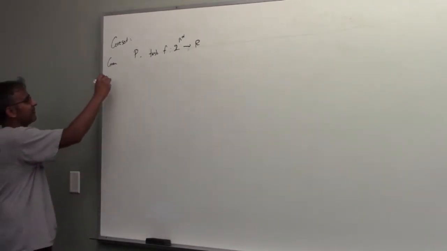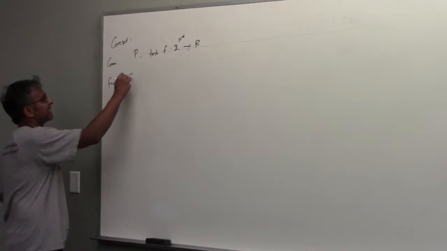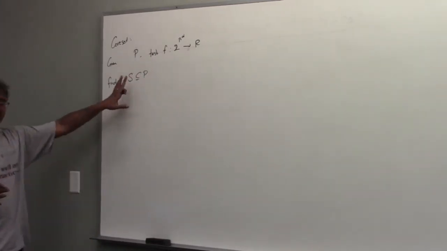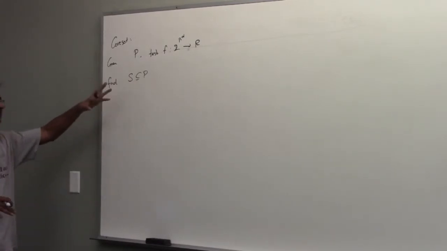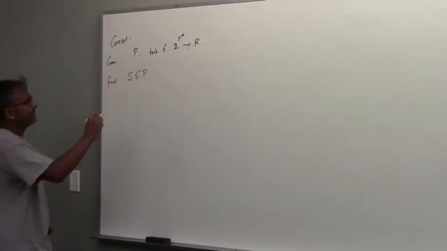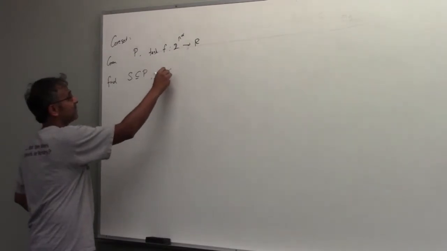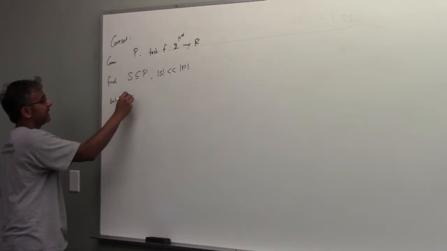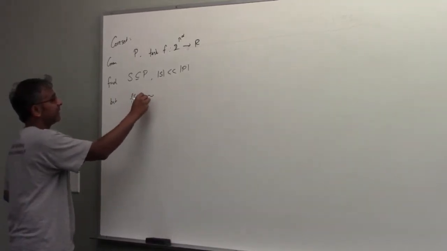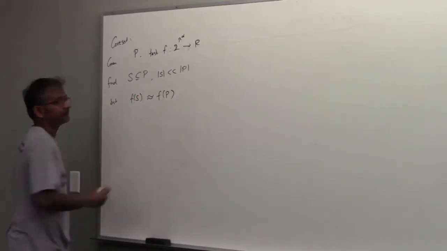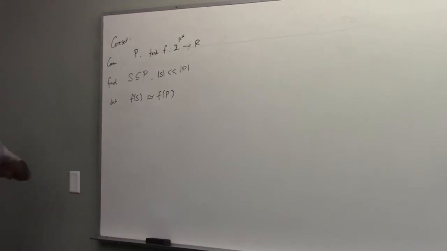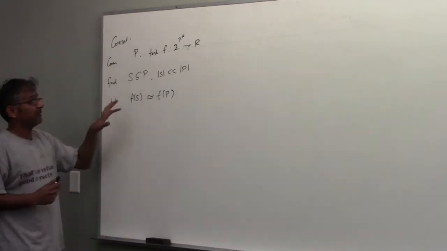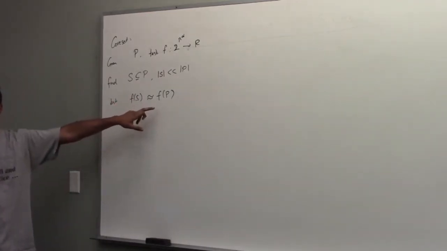The goal is that you want to find some S subset of P. There are variants where S is not a subset of P, called weak core sets, but I'm not going to get into that now. Such that S is much smaller in size than P, but F of S is relatively close to F of P. The idea is that you want a very small representative of the data that tells you what you want to know about the data.